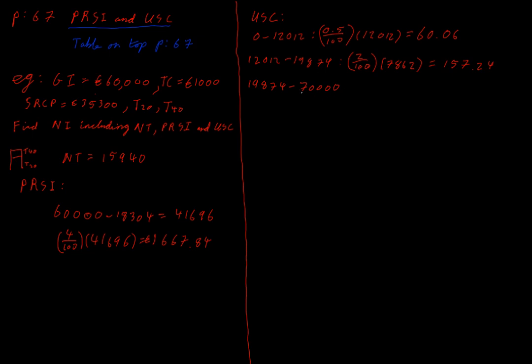So I'm not going to get 4.5% of this interval. I am going to get 4.5% of 19,874 up to 60,000 euro, because that is all of the money that I earn. 60,000. So I'm going to get 4.5% of that interval.